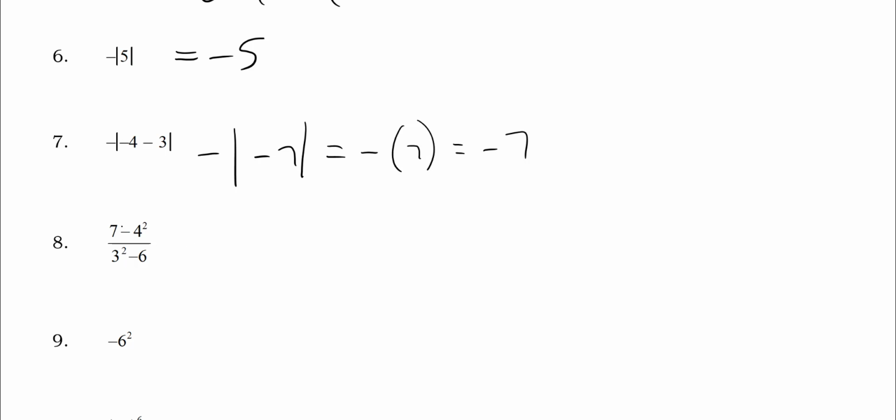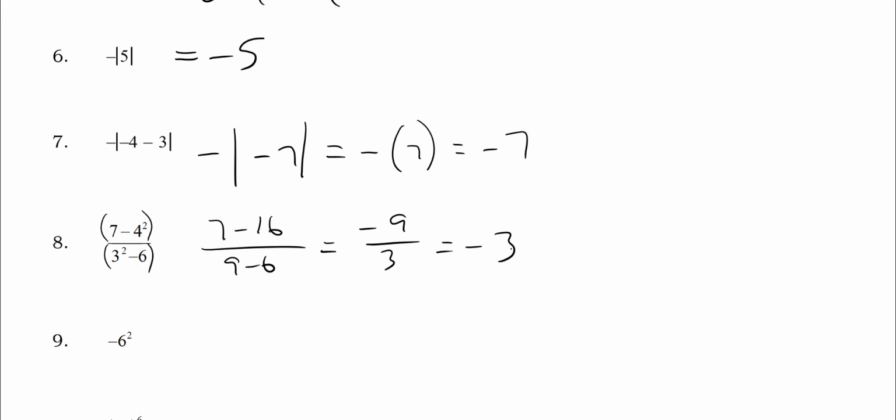This one, you can put everything in your calculator as long as you use lots of parentheses. So you would say 7 minus 4 squared, which is 16, over 9 minus 6. I'm just splitting this up, but if you put it all in your calculator in one shot, you could do it. You get 7 minus 16 is -9, and 9 minus 6 is 3. So -9 over 3 is -3. Again, that negative is not inside the parentheses, so it's actually 6 squared, which is 36, and then you put a negative in front of it.